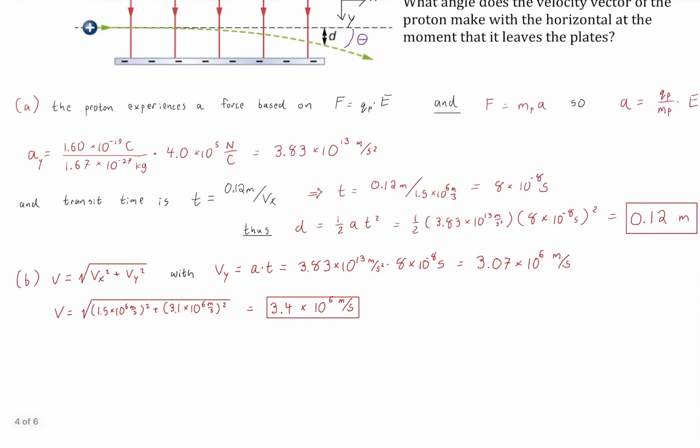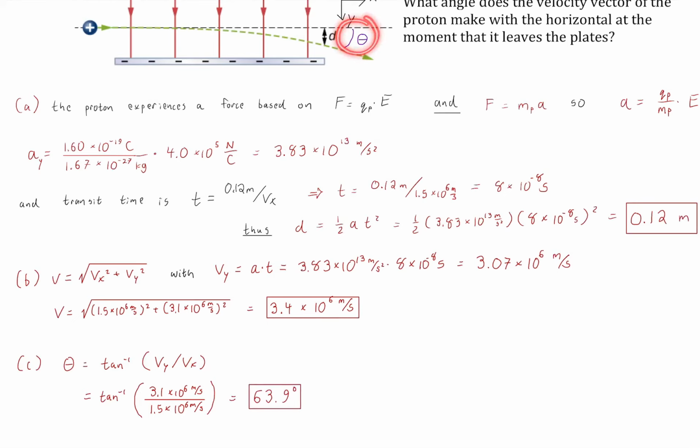All right, and finally, C is a matter of just some trigonometry with the tangent to find this angle theta. Much like many other examples, theta is tangent inverse of the vertical component of velocity over the horizontal component of velocity, or the fraction of the two. Plug in our values, and we get 63.9 degrees. A little bit steeper than it's showing, and that's because it picked up so much speed in this direction. It's going more like this.